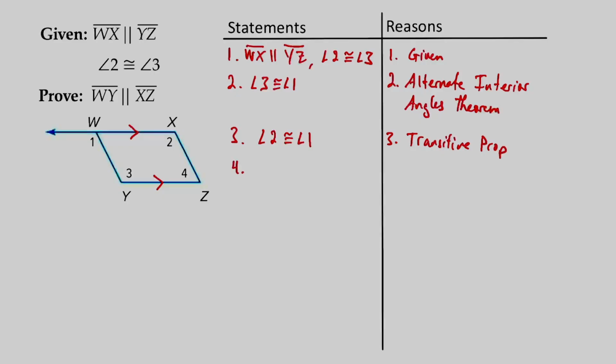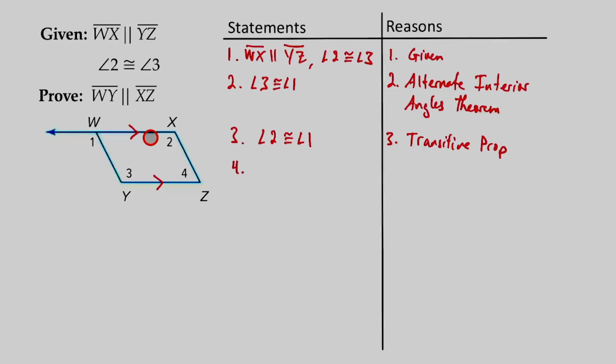Now let's examine our diagram carefully. Angle 1 and 2, we see that they are both on the left side of side WY and side XZ, all right? And they are both on the bottom side of this side here, WX. It seems like angles 1 and 2 are corresponding angles.